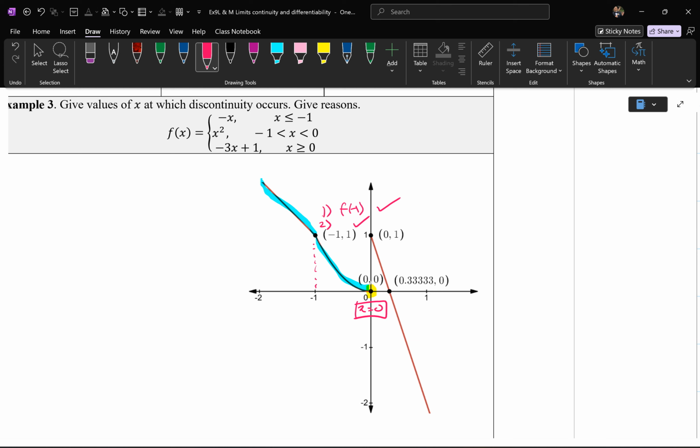What was the reason? When they say give reasons, what would you say as your reason as to why it is discontinuous at x equals 0? What's the reason? It's only 2 conditions, so you have to be able to identify which condition. As the limit approaches 0 from the left, it's not equal to the limit approaching 0 from the right. Beautiful.